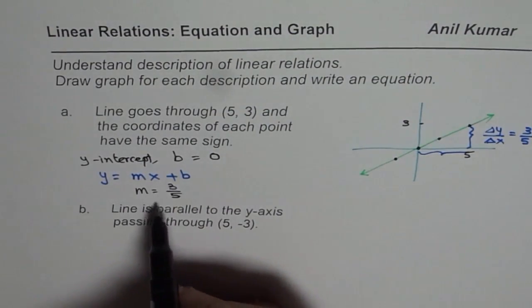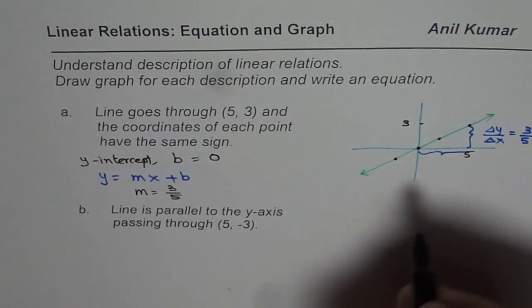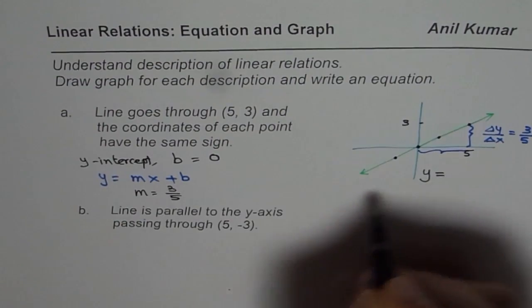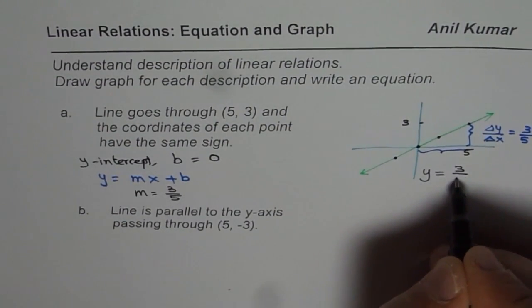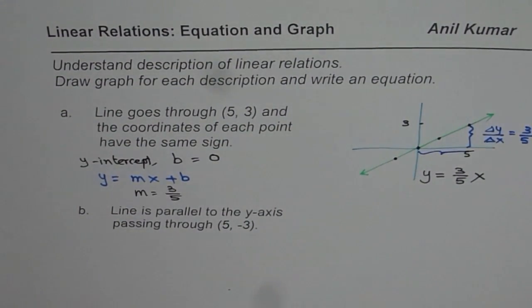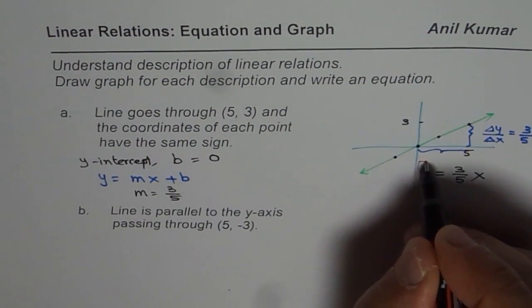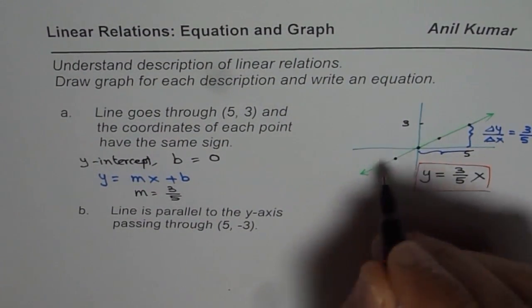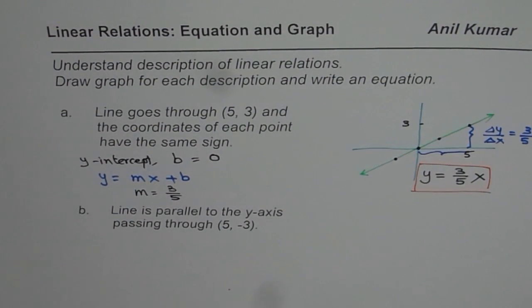Knowing the slope and the y-intercept, we can write down the equation, which should be y equals 3 over 5 x. You get an idea. So that becomes the equation for the given line. I'd like you to go through this description once again and understand how we have got this equation for the given description. Now let's try to understand the second description.